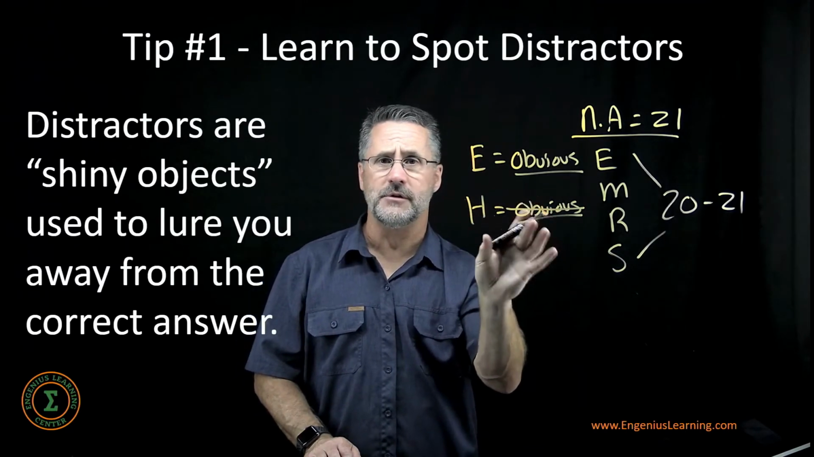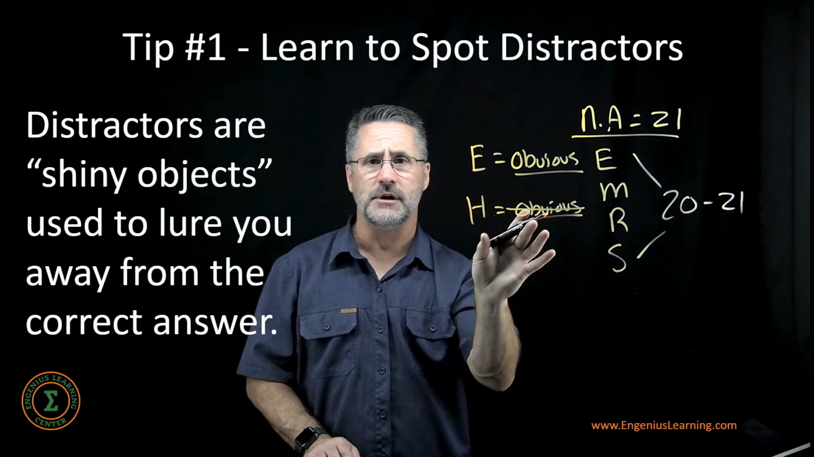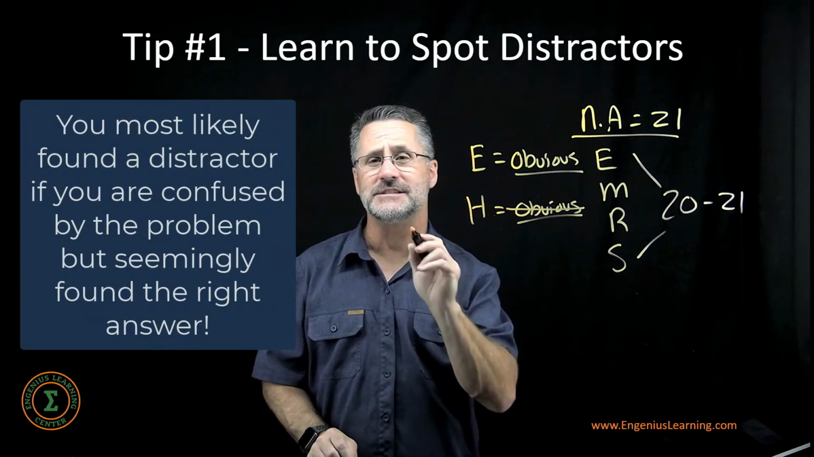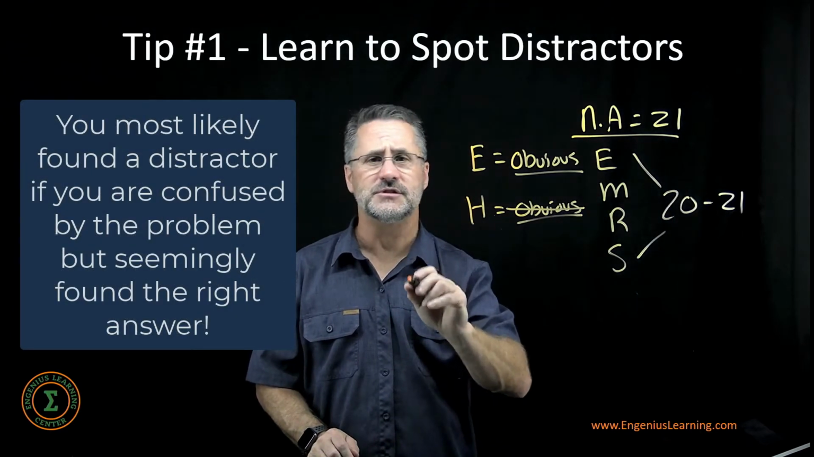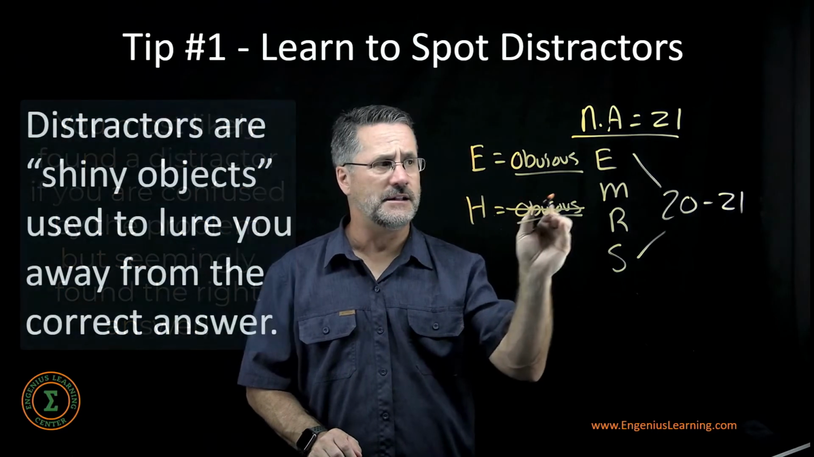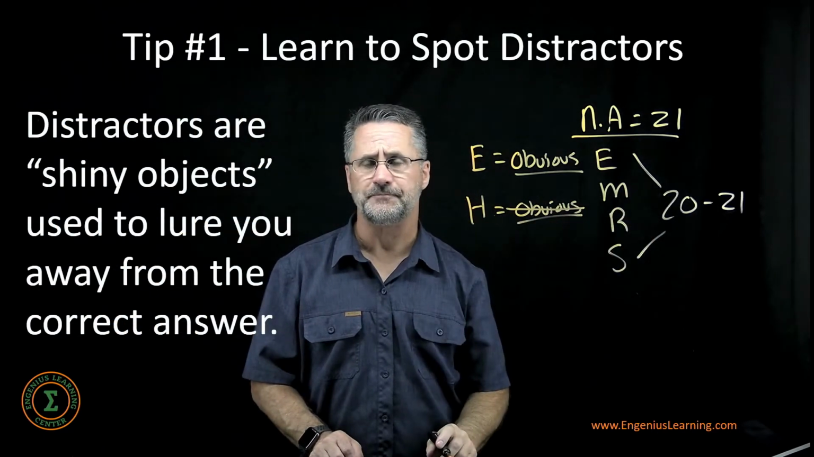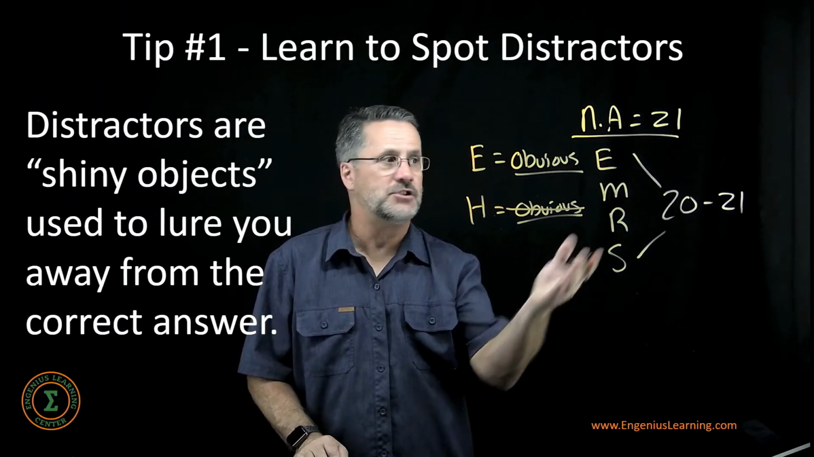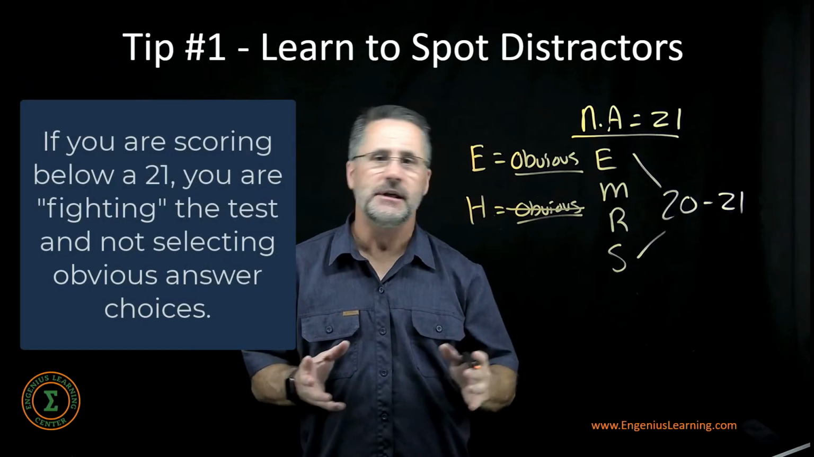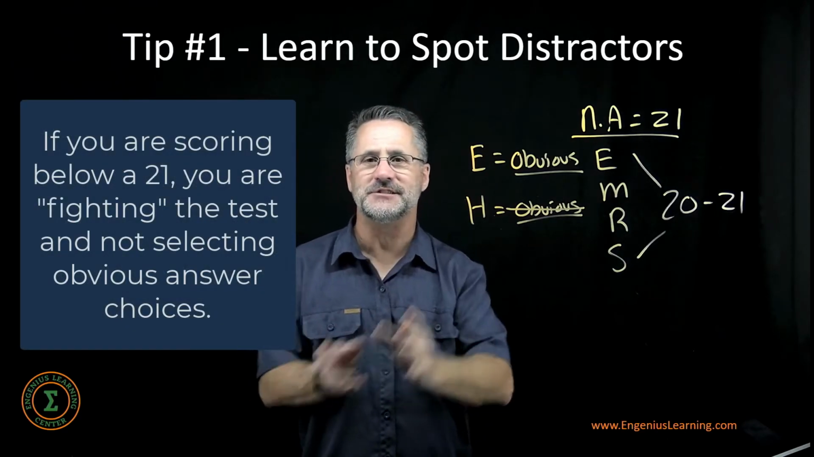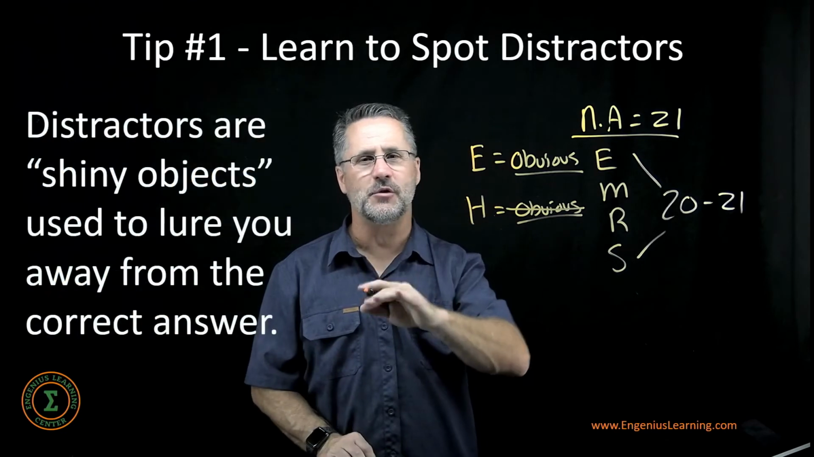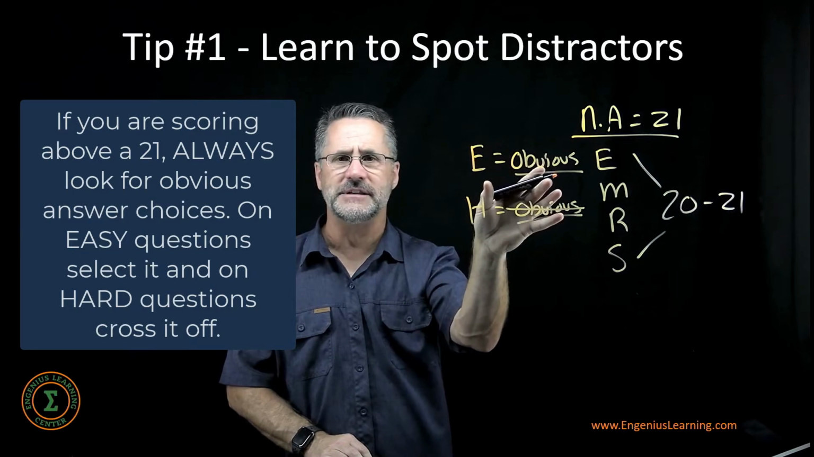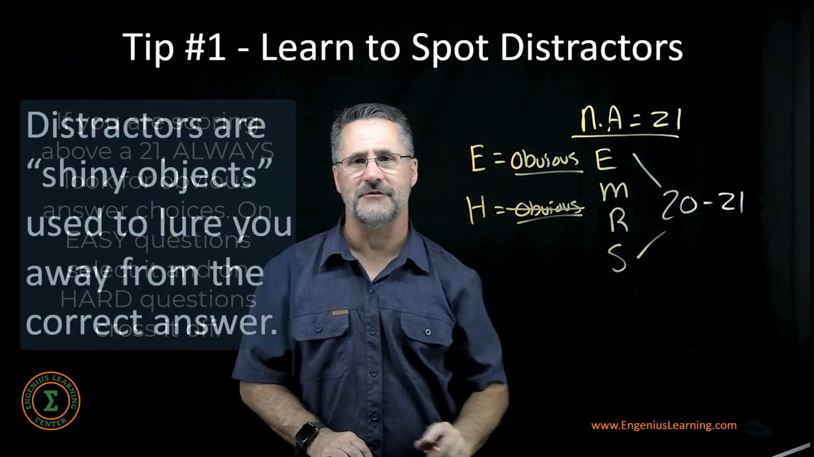So be very leery of this and aware that, hey, if I am so confused, but I look at the answer choice and the answer pops out at me, chances are that's a distractor. That's used to lure you away from the correct answer, in their hopes of you getting a 20 or a 21. Now, some of you are thinking, Mike, I got like an 18, a 20 or a 21 would be awesome. Good. Then let's always be looking for obvious answer choices and you'll do that. But if you have a score of 21 or above, we have to recognize easy is going to have an obvious answer choice. Our hard questions are never going to have an obvious answer choice.